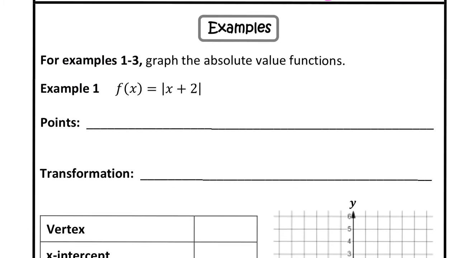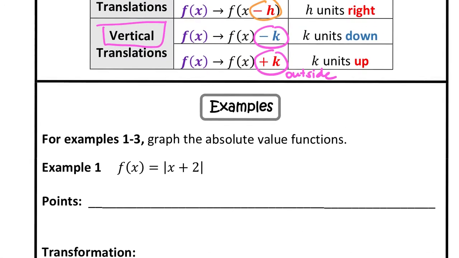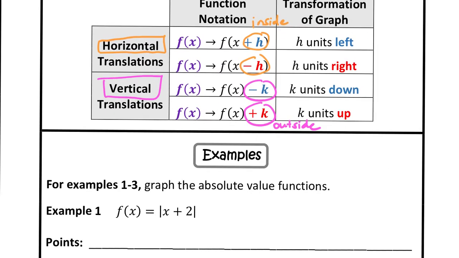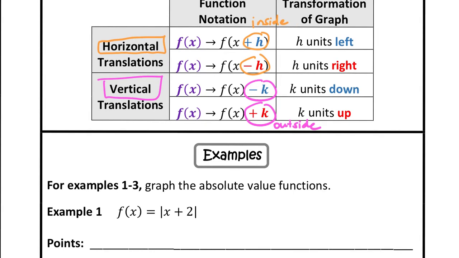Let's look at this first example here. Let me zoom out a little bit, just to make sure that the table's still in there, at least. Okay. So over here we have the parent function. It said graph the absolute value functions for these three examples. So we have the following function. Notice how it compares to the parent function. Remember, the parent function is f of x equals the absolute value of x.